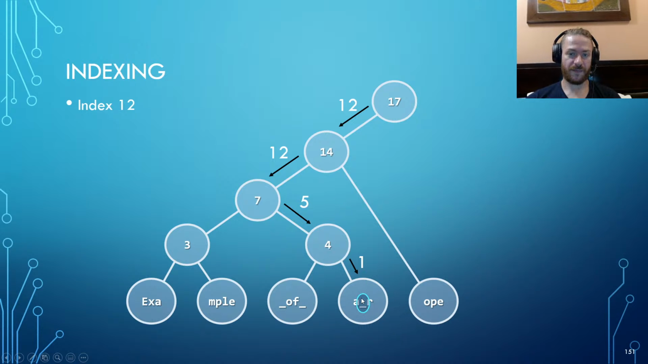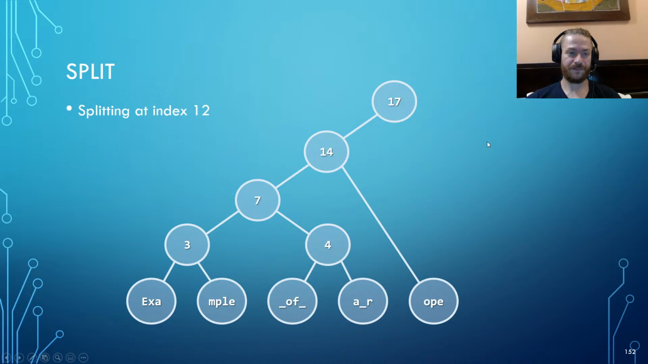Here it is. So again, if we want to search by index, we go to the left whenever the index is smaller than the node. Otherwise we subtract the value here and go to the right. And finally, when we reach a string, we have a value which we need to search in the string, and that's how we index in a rope.